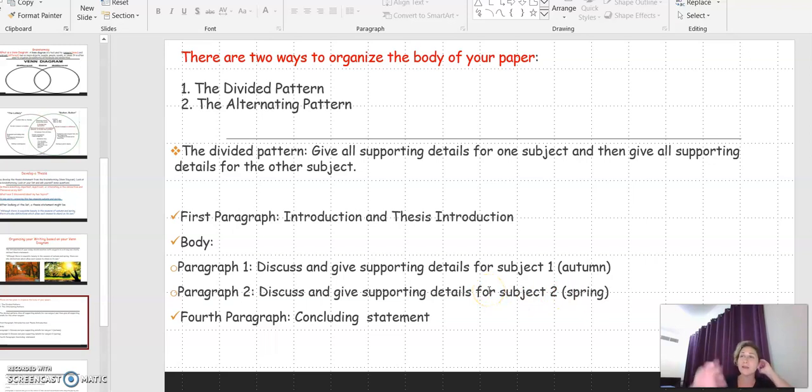So you separate your subjects into 2 paragraphs. In one paragraph, you write everything related to autumn. In the second paragraph, you write everything related to spring. And in the fourth paragraph falls the concluding statement. So this is why this pattern is called the divided pattern. You divide the body part into 2 paragraphs, and you discuss each subject in one separate paragraph.